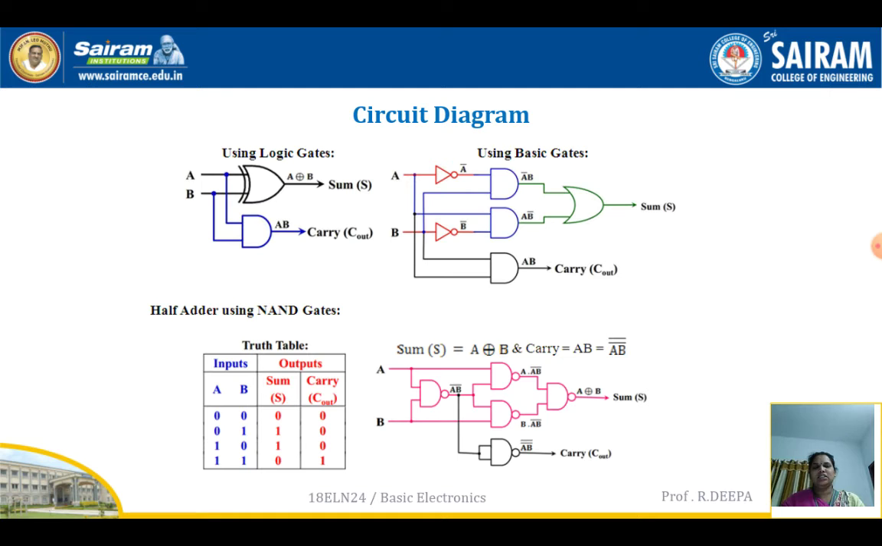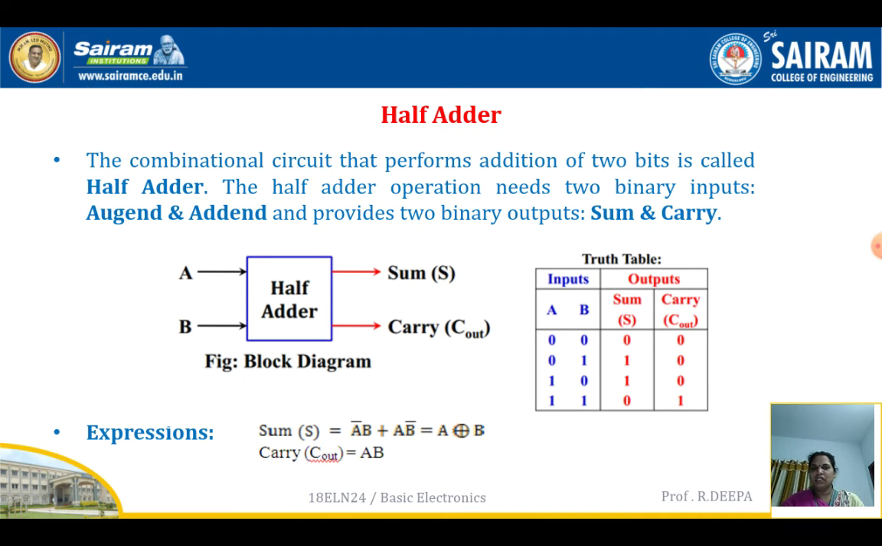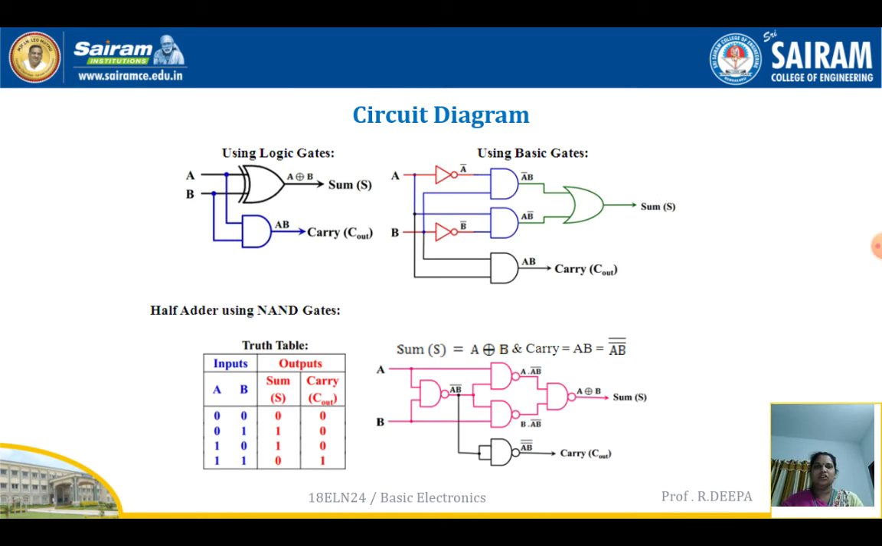Using the basic gates also, we can implement the same half adder circuit. For that, I have used the expression S is equal to A bar B plus A B bar, whereas for the carry it is A into B. For implementing the sum, I need a NOT gate, an OR gate and two AND gates. Using basic gates, first I have taken the complement of A and B using the NOT gate, giving A bar and B bar. Then it is given to the two AND gates.